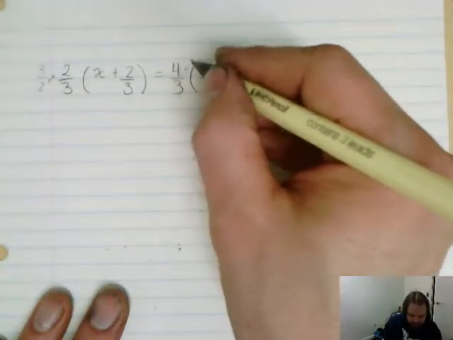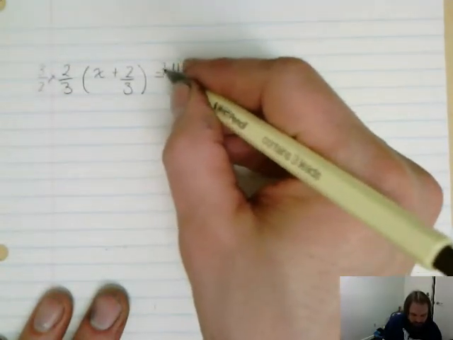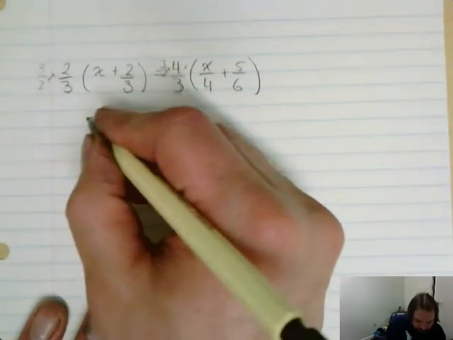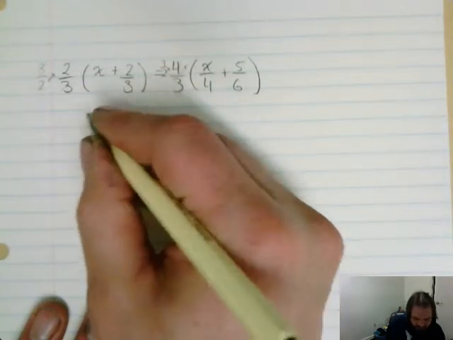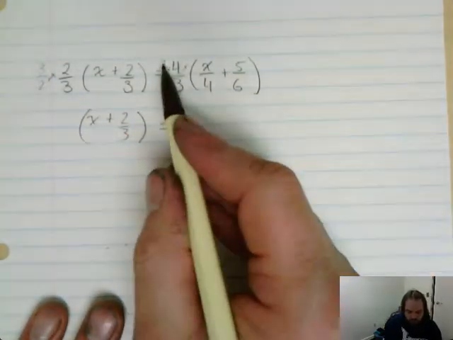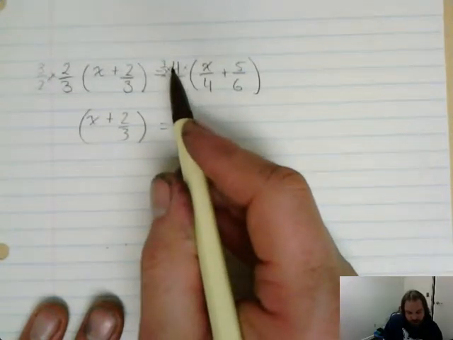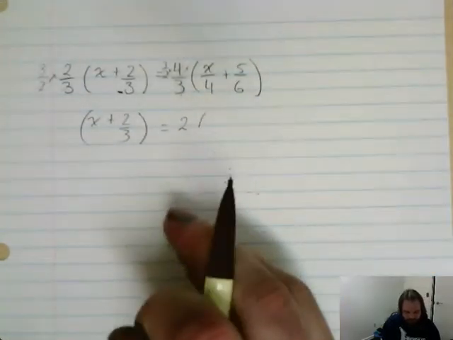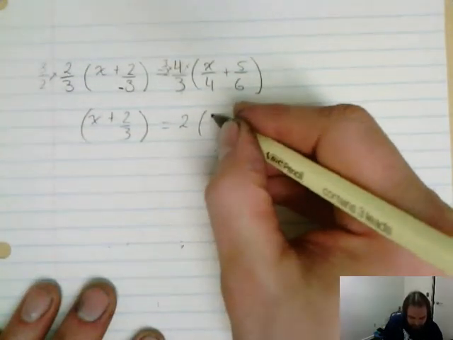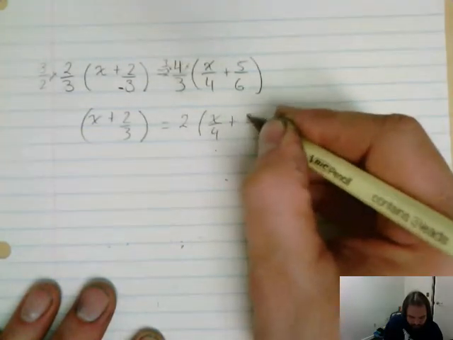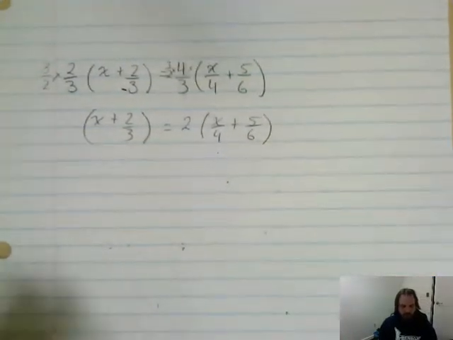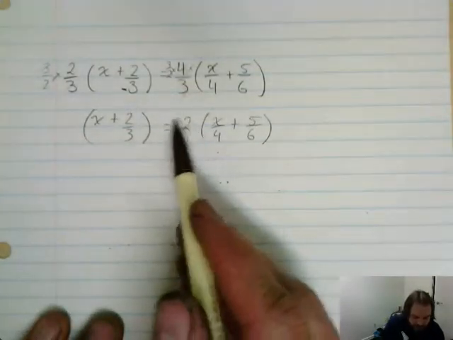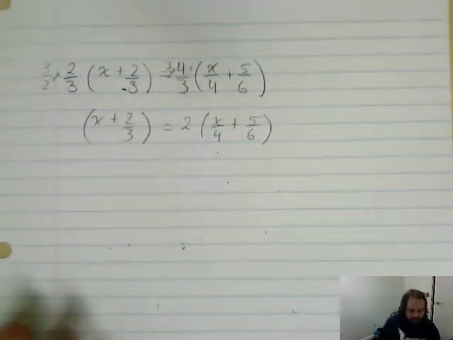And I'm going to multiply this side by 3 over 2. Okay? So this is what we're going to end up getting. These will cancel off, so I'm just left with x plus 2 over 3 is equal to, well, 3 divided by 3 is 1, and 4 divided by 2 is going to be 2. All right. So now this is set up in a different way. We don't have fractions as our coefficients in front of the brackets. So it makes it a little bit easier.